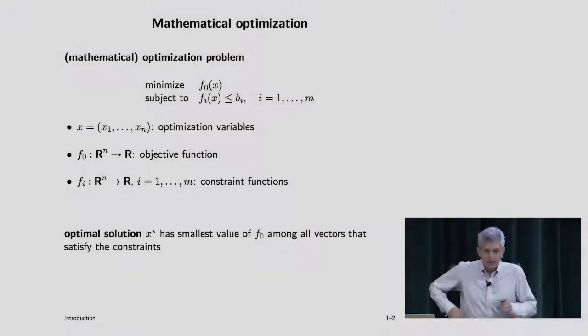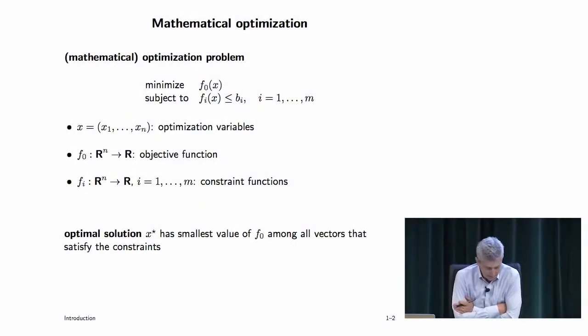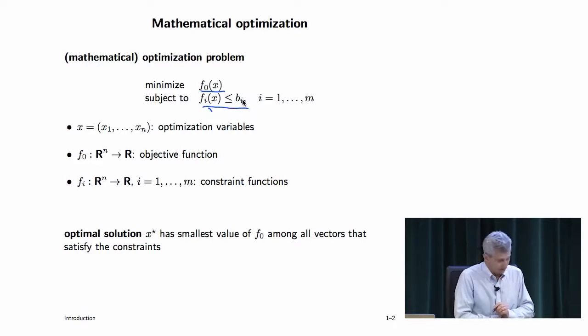Okay, mathematical optimization. Well, an optimization problem. The notation is this: you minimize a function, an objective function, subject to some constraints like that.